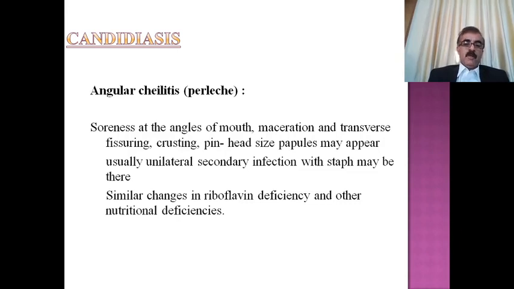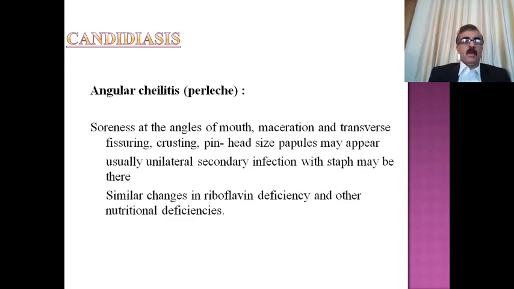So when we treat these individuals, we should combine antibiotics along with a mid-potent topical steroid to reduce the inflammation, along with a topical antifungal. Similar changes are also seen in various vitamin deficiencies like riboflavin deficiency and other nutritional deficiencies. So it is an important differential diagnosis of angular cheilitis, due to candida or due to multivitamin deficiency. So we have to prove which is the cause for this angular cheilitis.